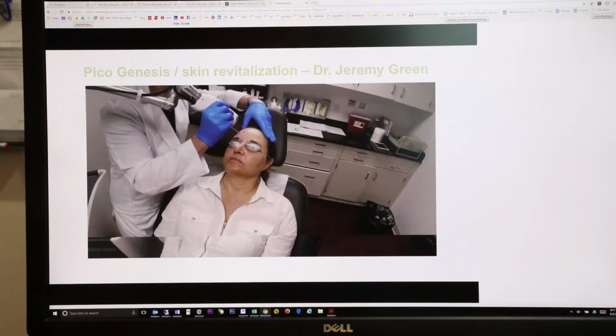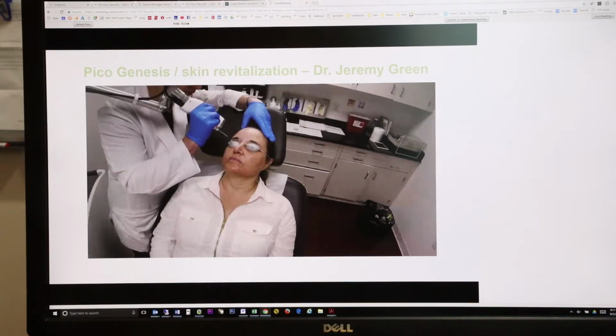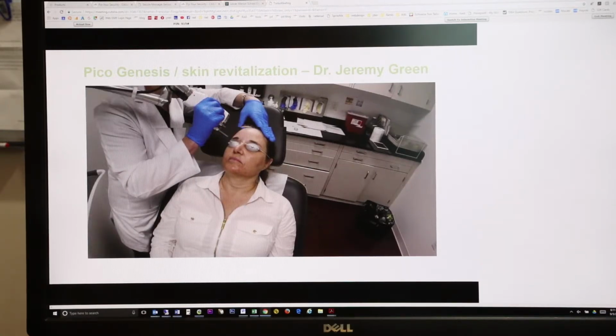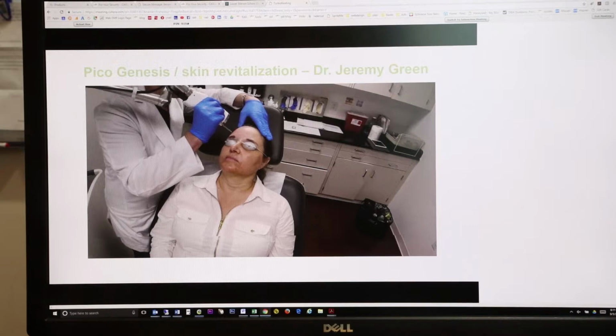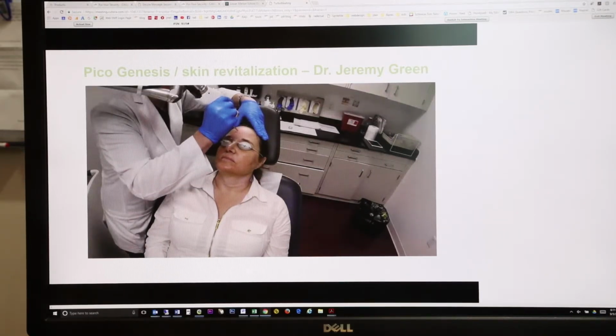Now he's doing the forehead. Yeah, and you see his distance. He's trying to stay as close as possible. There we go. And that's it. And you can see she's completely comfortable.